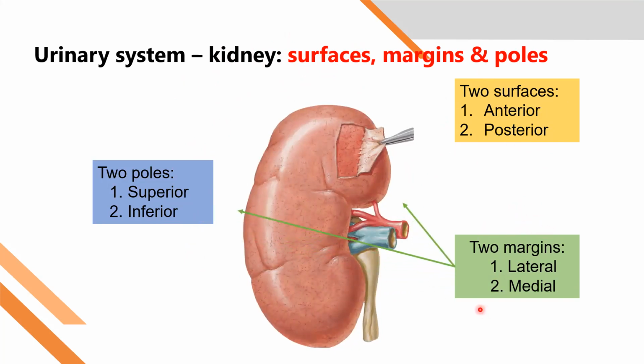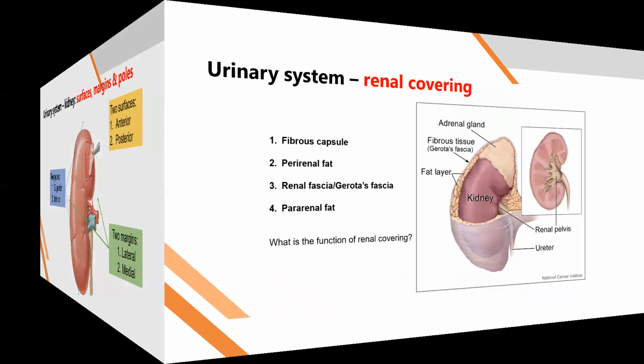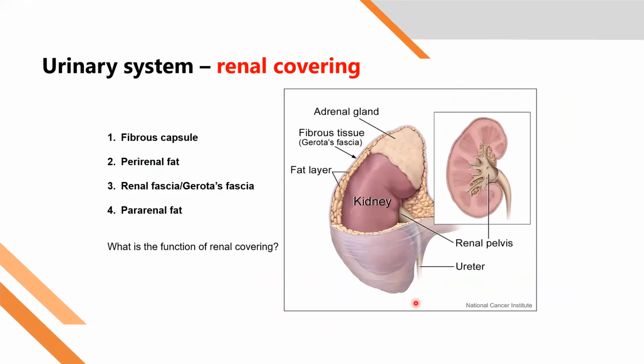Right. And it has two margins, the lateral margin and the medial margin, where the hilum of the kidney is located at the medial margin. And it has two poles, the superior pole and the inferior pole. All right. And now we go to the covering.